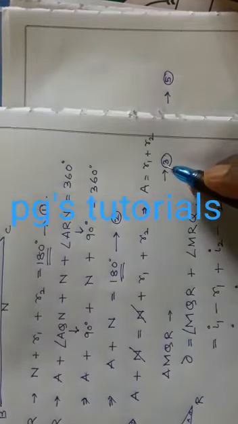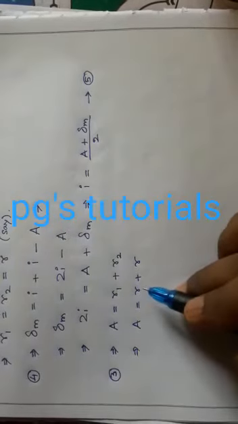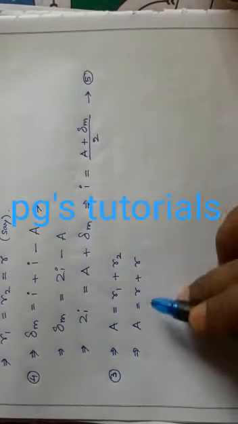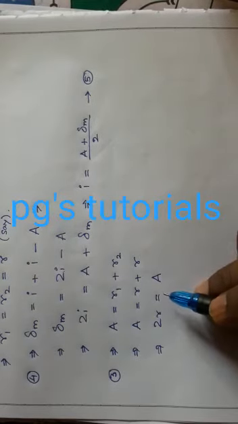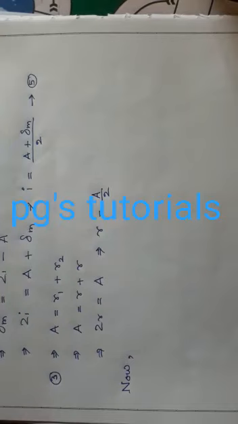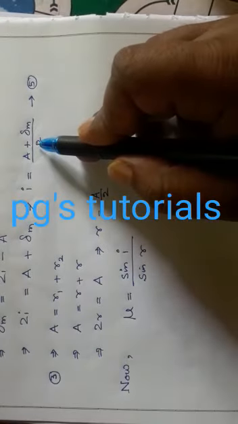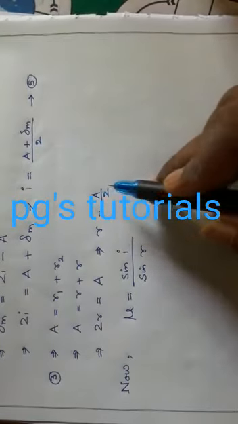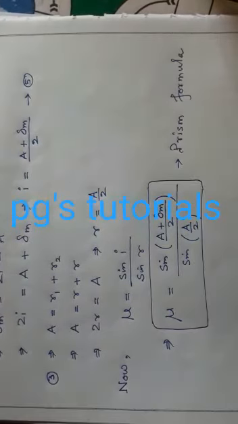Now in equation 3, A equals R1 plus R2, we will put the value. R1 is R, R2 is also R. So R plus R, 2R, equals A. So R equals A by 2. Now refractive index mu equals sin I by sin R. Here I is A plus delta M by 2 and R is A by 2. This formula is known as the prism formula.